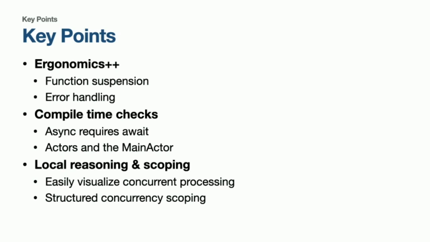Finally here, local reasoning and scoping. We can poke around a few functions and quickly get a sense of the concurrent nature of our app without a fuss. The lifetime of a task created with async let or a group task is predictable. They already follow the ingrained static scoping semantics and let us focus more on control flow and less on coordination.